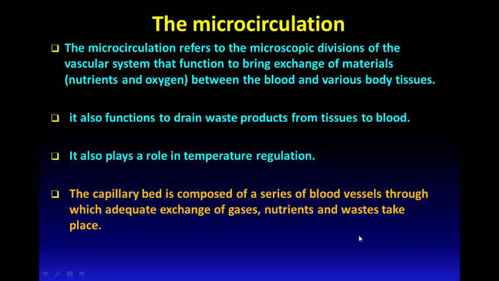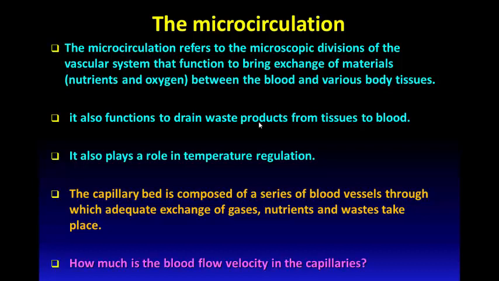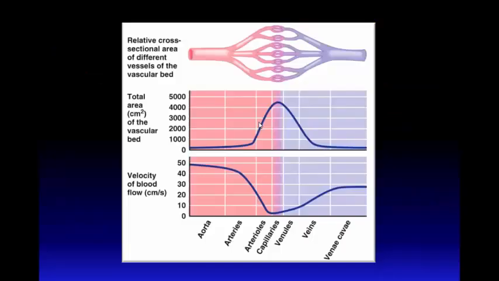Having known that the main function of the microcirculation is the exchange of nutrients, oxygen, and also the metabolic byproducts between the blood and the various body tissues, what do you think the velocity of the blood through the capillary beds? How much is the blood flow velocity in the capillaries? In biophysics, the blood flow velocity is inversely proportional to the cross-sectional area.